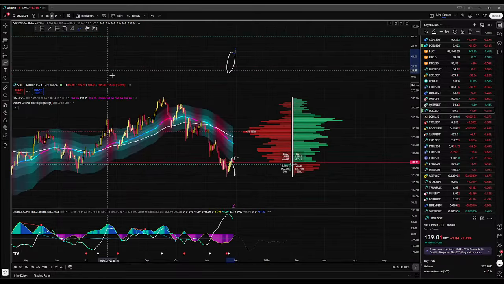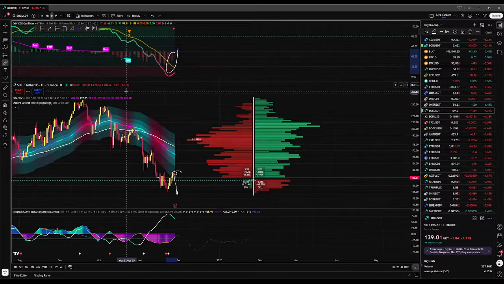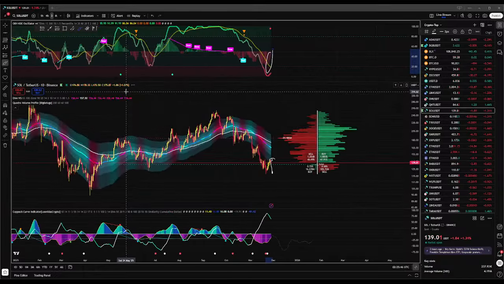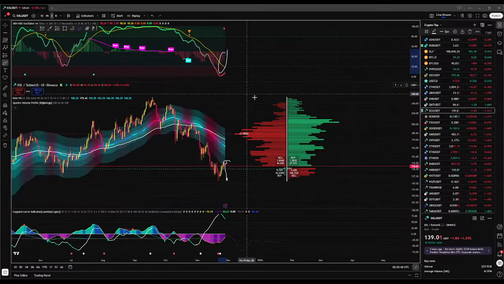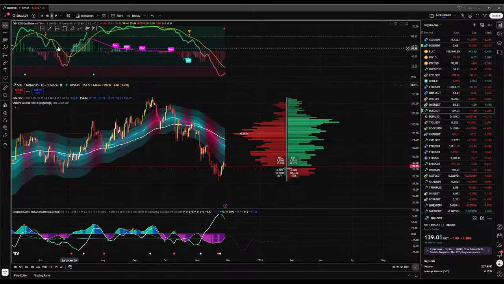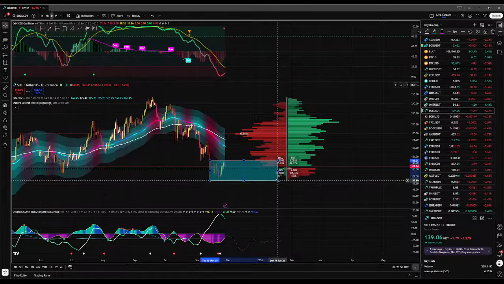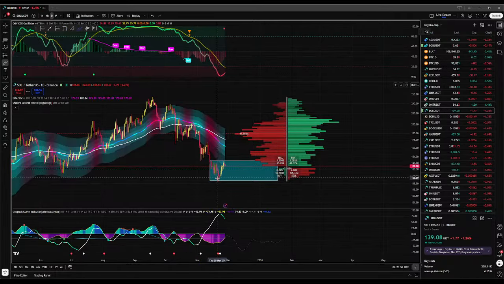Let me see the 1 day chart. The 1 day chart is not looking great, huh? No, it's not looking great. Looks like this thing is going to be sideways for a while. Looks like Solana is going to do something like this, just sideways, something like this.